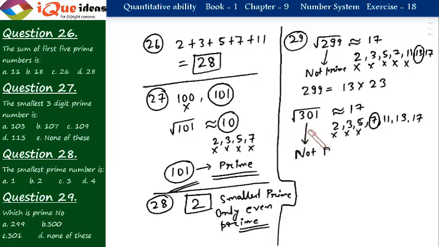Alright. So you can check 301 is equal to 7 into 43. So even 301 is not a prime number. Alright. So the answer is none of the given options. So none of these. The question is asking which is a prime number. So the answer is none of these. Okay.